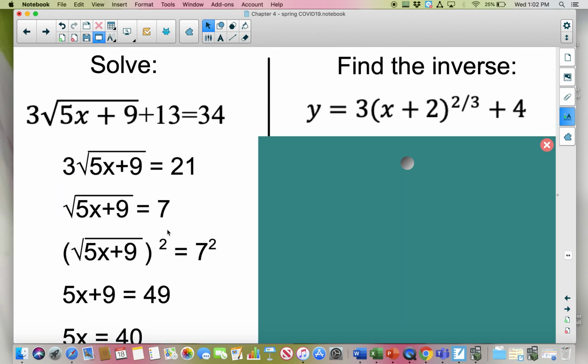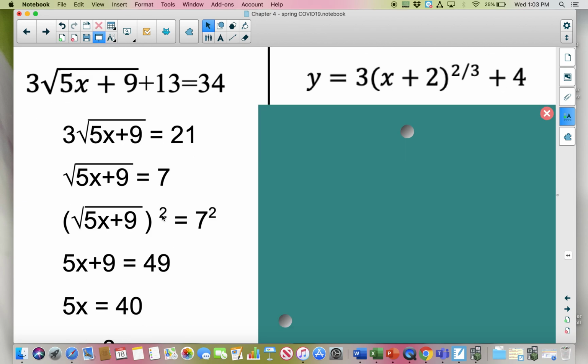All right, with the first one, I just went through the steps so you can check your work in solving. So I subtracted the 13 first to get 21. Then I divided both sides by 3 to get the 7. Remember, you can't distribute a 3 into the square root, or combine the 9 and the 13, because one's in the square root and one is not. So you're isolating the radical.